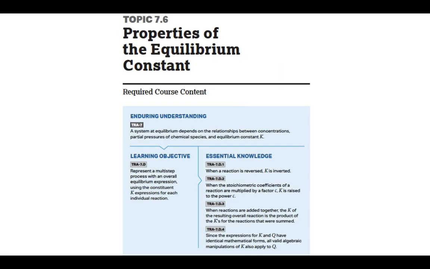You should be able to understand how to manipulate K. If you reverse the reaction, then you invert K. It becomes 1 over K for the new K. If you multiply through by a factor to the reaction, K is not just multiplied by 2, but it is raised to that power of whatever coefficient you have done.